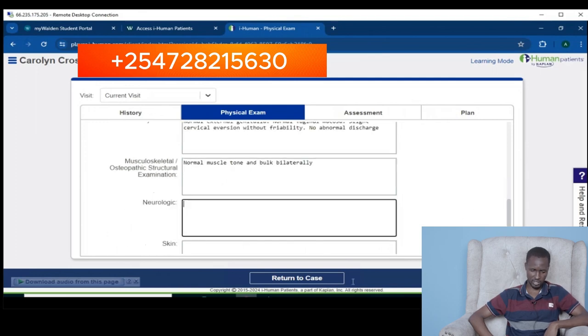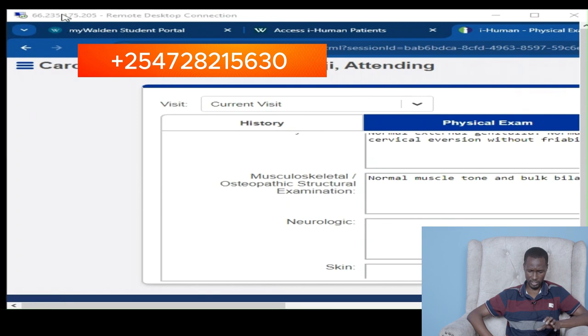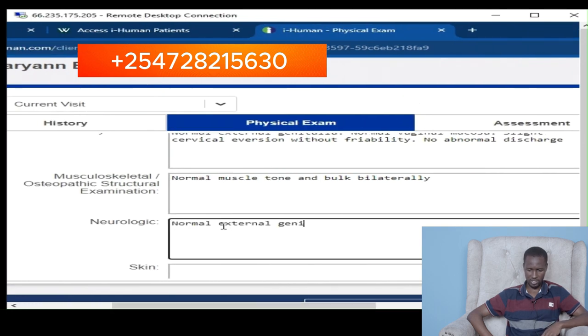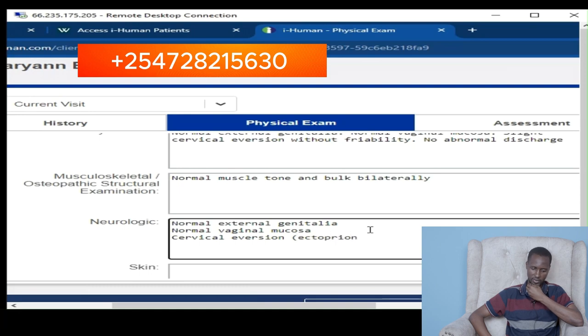There's the musculoskeletal examination. Yeah, and under neurologic, these are the interpretations that are given by the case. So it's just a matter of referring back to the case, to the physical exam results, and then keying them in. And then there's also the lymphatic. Then the last one is psychiatric. Then once you're done with that, you can always proceed to the next section.